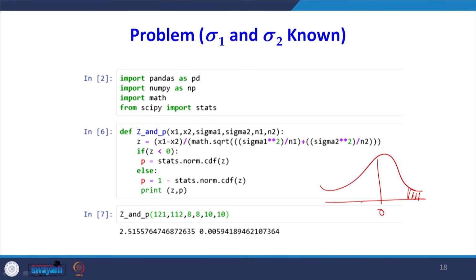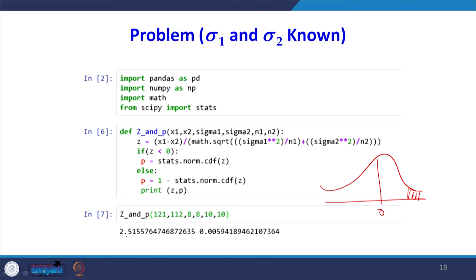P equal to 1 minus stat.norm.cdf(z). So, print zp. You can try this code on your monitor after this video and verify the answer. For z_and_p, I am going to supply all the values from the previous problem: x1 bar is 121, x2 bar is 112, sigma 1 is 8, sigma 2 is 8, n1 is 10, n2 is 8.